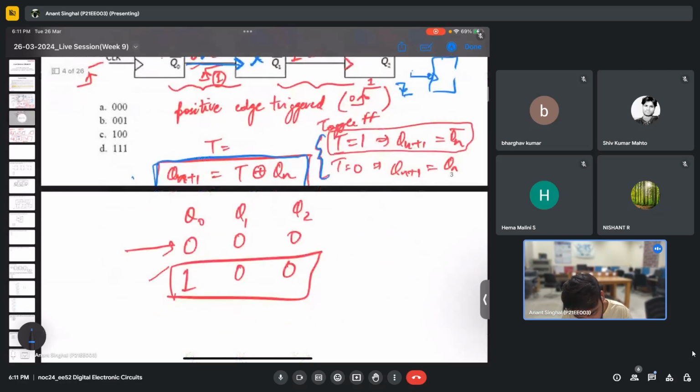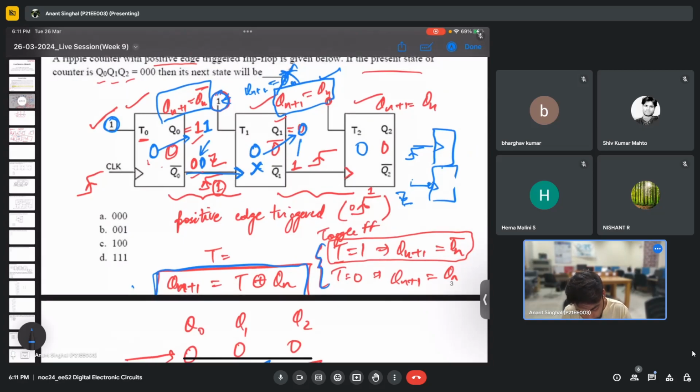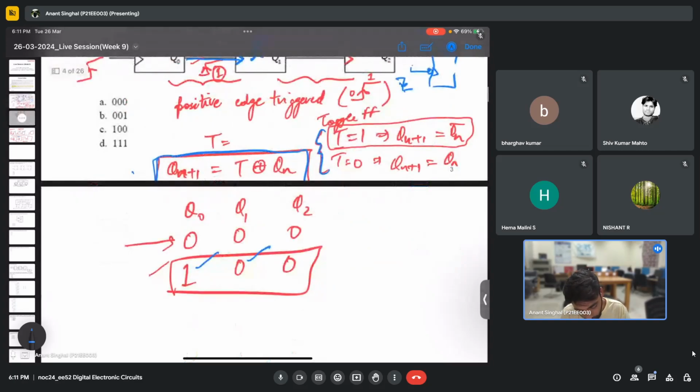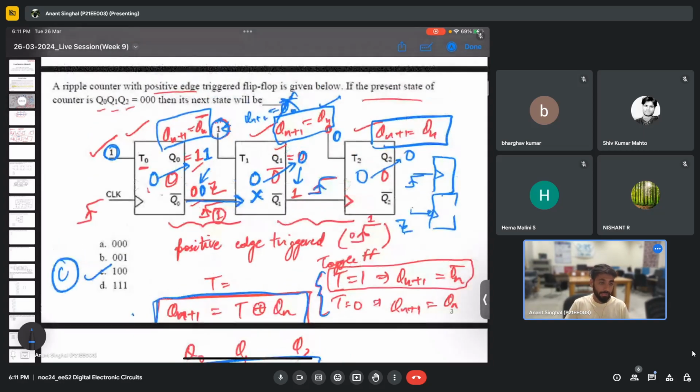So that is what I have written. 1 it was, and q1 has still remained 0. And when q naught complement becomes 1, this is a positive edge now. So this t2 flip-flop will work as it should, and the t2 input was 0. So qn plus 1 equals qn, because t is 0, it will not toggle. The initial state was 0, so it will still remain 0. So from 000 it has gone to 100, which is option C. Is it clear? Okay, fine. Is it clear to everyone?